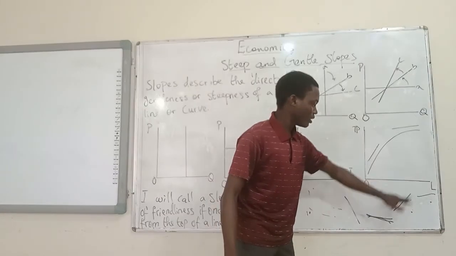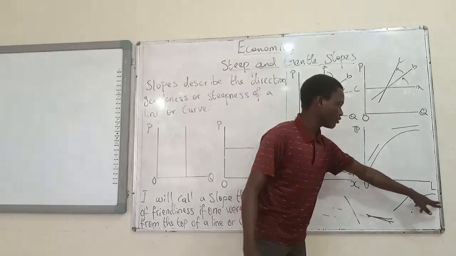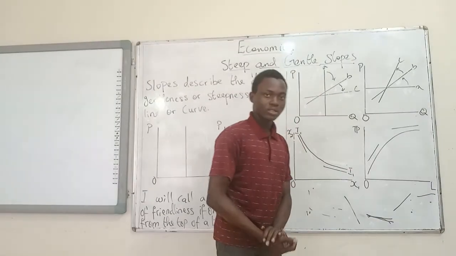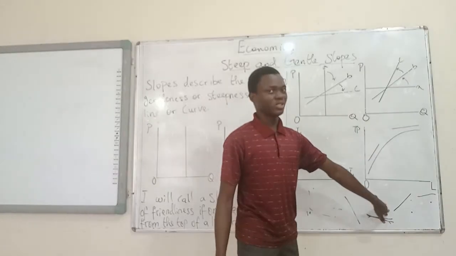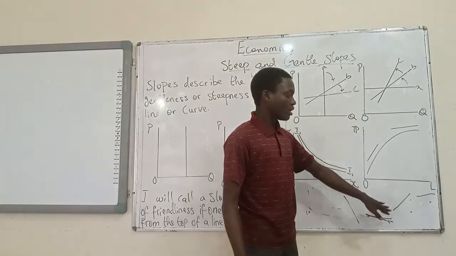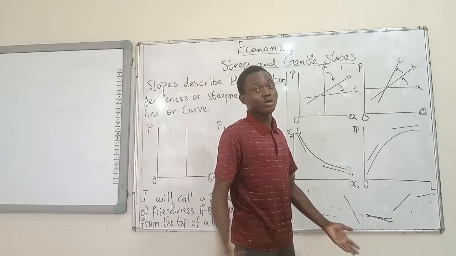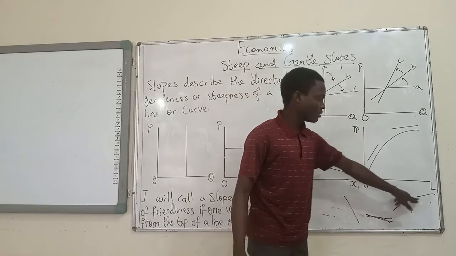So if one were to fall from here to the bottom, and one were to fall from here to the bottom, where would you sustain the more injury? Of course, you sustain the more injury here. So this is not friendly. In other words, it is less gentle, or you can just call it more steep, or just steeper. So this is steeper than this.